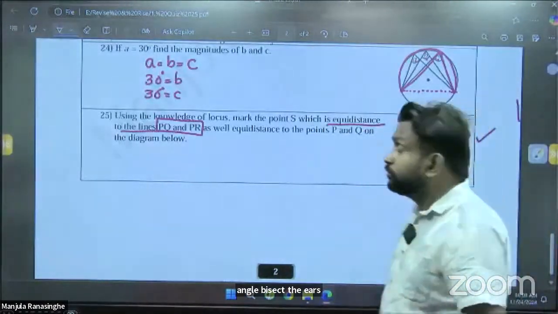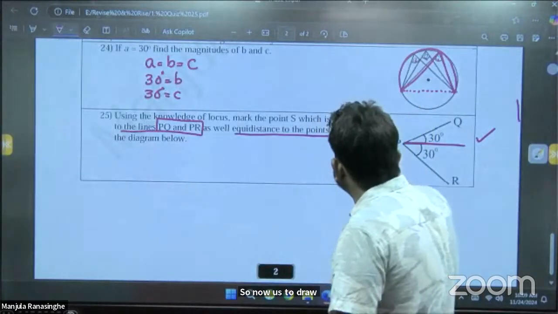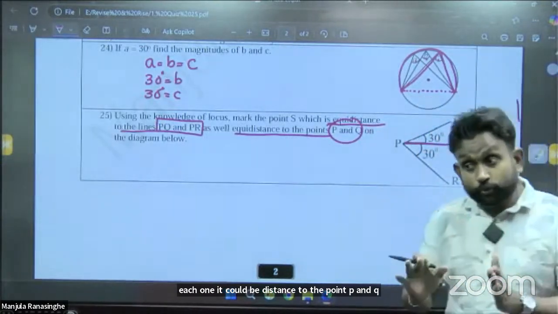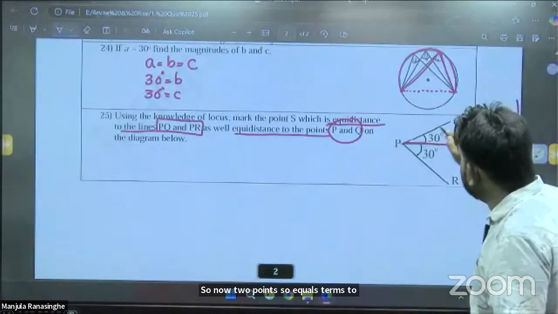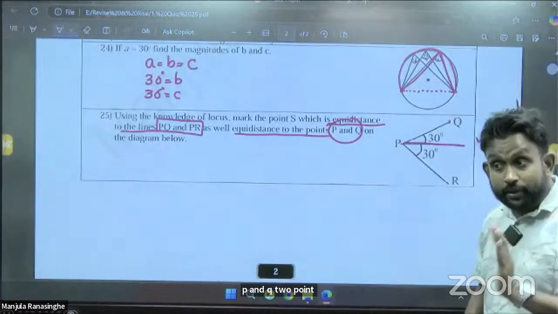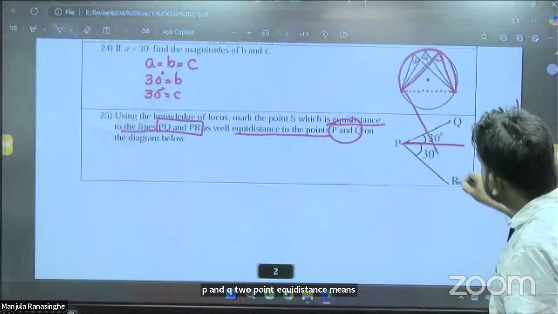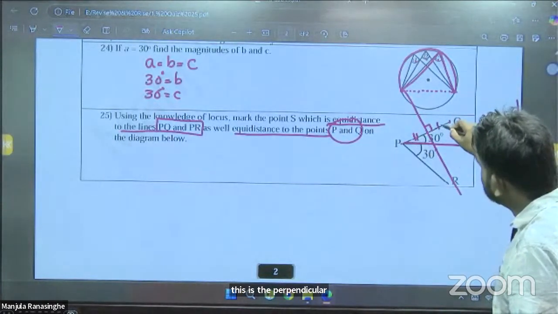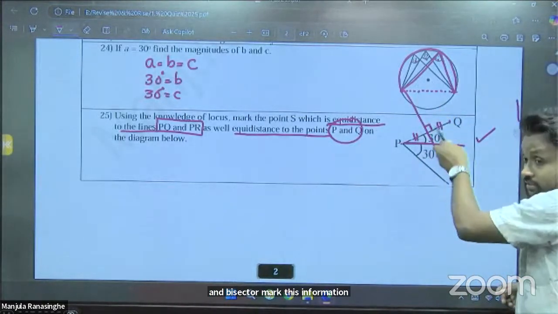So now ask to draw which one equidistance to the point P and Q. Point P and Q. So now 2 points. So equidistance to 2 points is what? P and Q. 2 points equidistance means perpendicular bisector. Then this line, this is the perpendicular bisector. Mark this information, right? Perpendicular 90 degree and bisect.